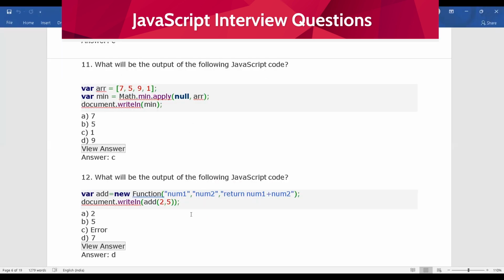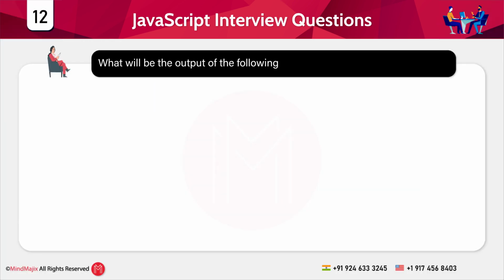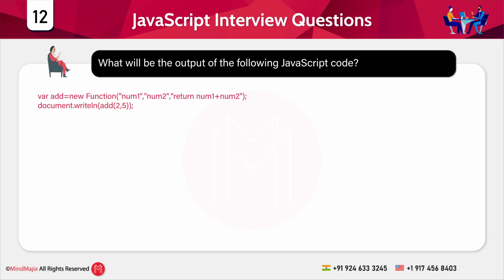Next question, what will be the output of the following JavaScript code? Add new function num1 num2, return num1 plus num2. Document.write add in brackets 2 comma 5. Now the outputs are 2, 5, error, 7. Now the answer is D, that is 7.